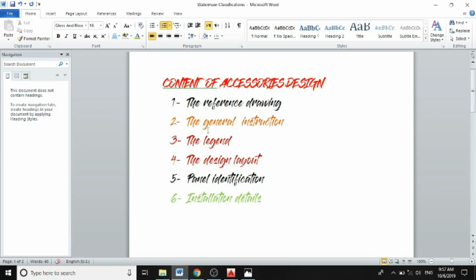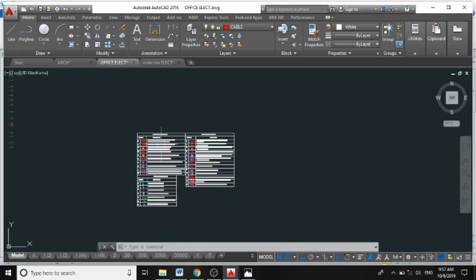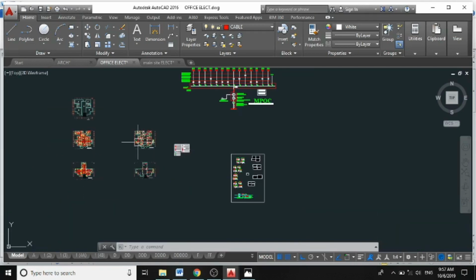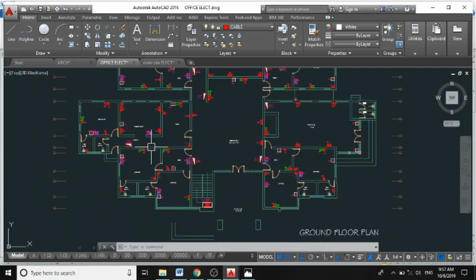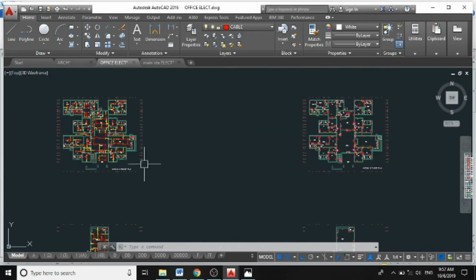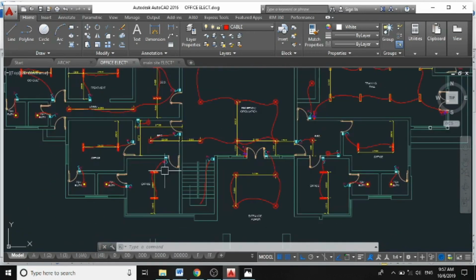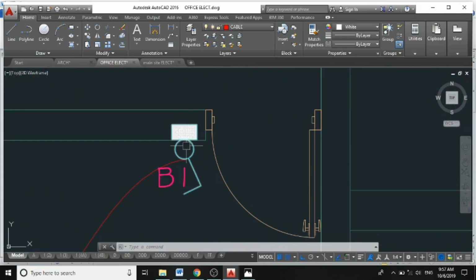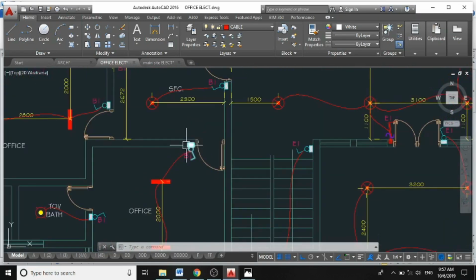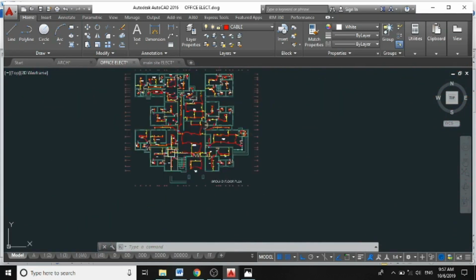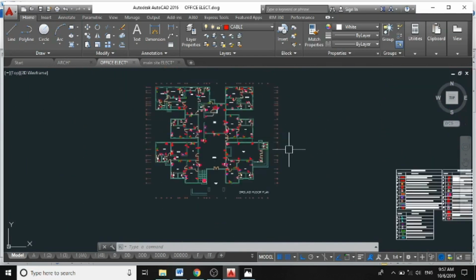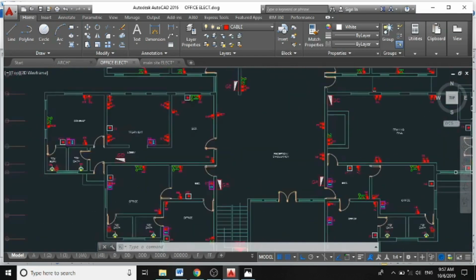The fourth content is the design layout. I mean, how my legend is laid out in the project. For my project here, my switches are located in my lighting design, while my sockets are located in my power design.